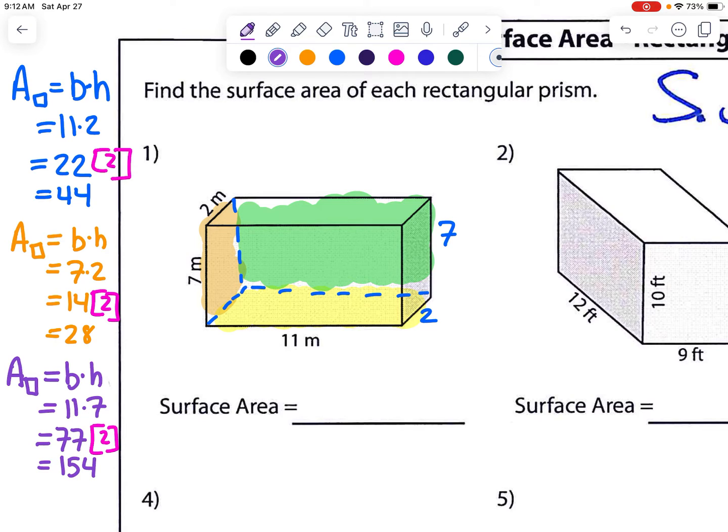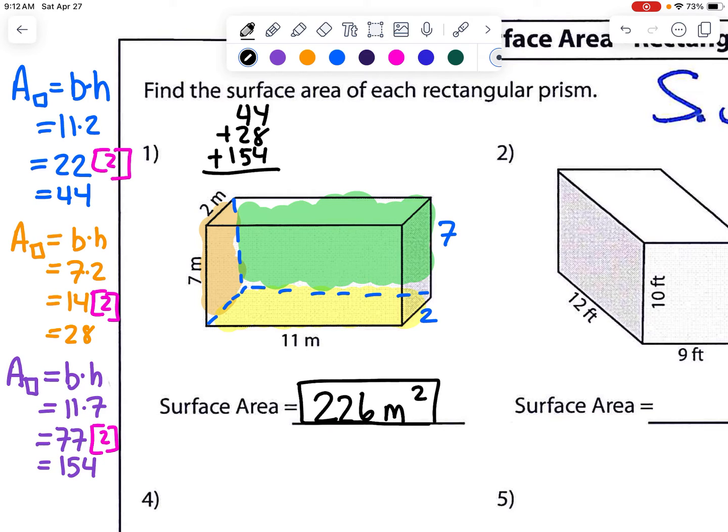And what we have to do with all 3 of those numbers is we're going to take 44 plus 28 plus 154. So when you add up all 3 of those numbers, you're going to get 226 meters squared. Alrighty, let's move on to the next one.